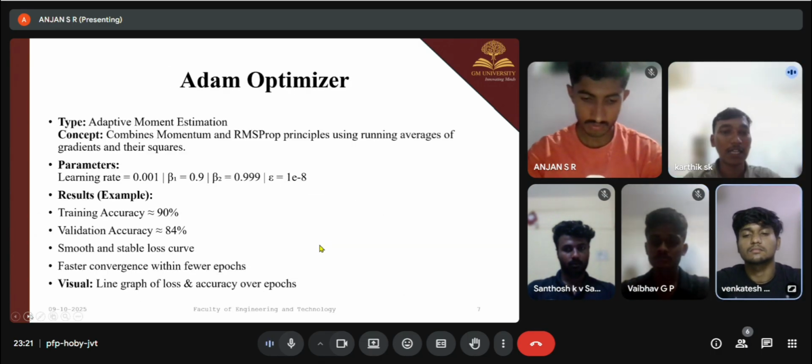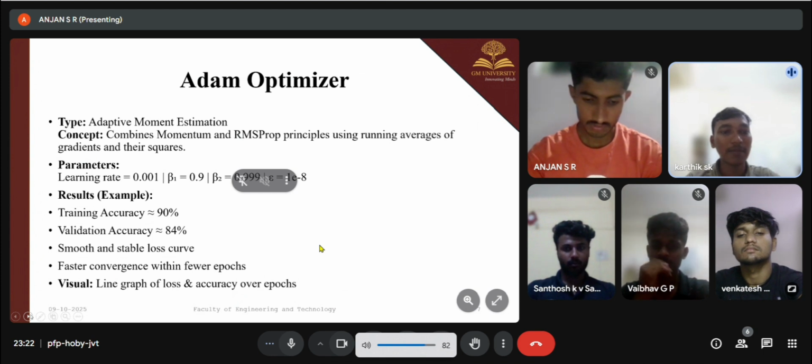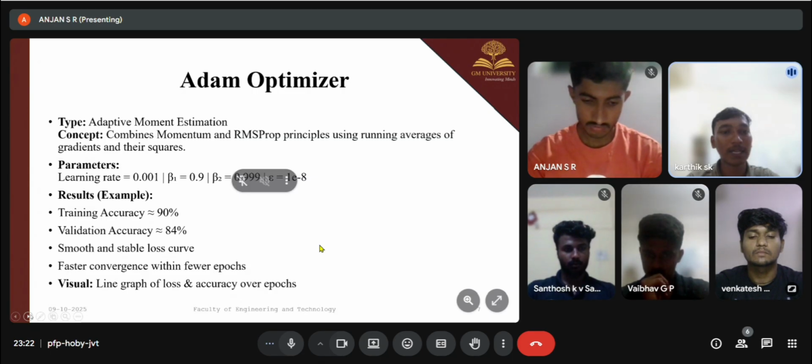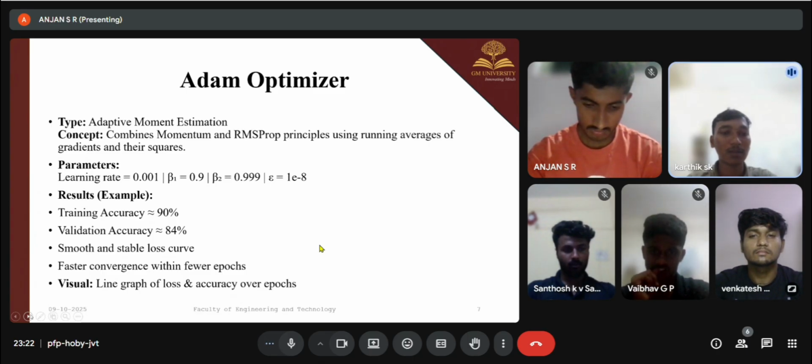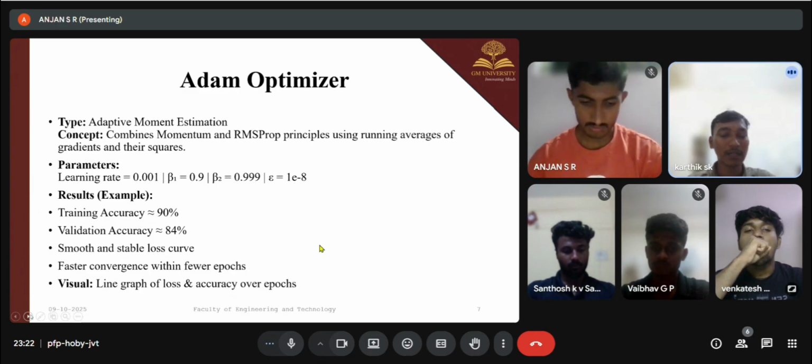Next is the Adam optimizer. Adam is a type of adaptive moment estimation, where it combines momentum and RMSprop principles using running averages of gradients and squares. The parameters are: we use a learning rate equal to 0.001 for training, beta 1 equal to 0.9 and beta 2 equal to 0.99, and epsilon equal to 1e-8, which are the parameters of our optimizer.